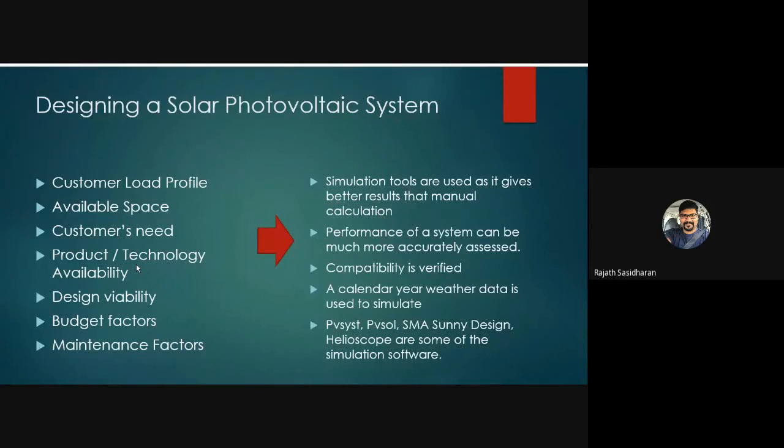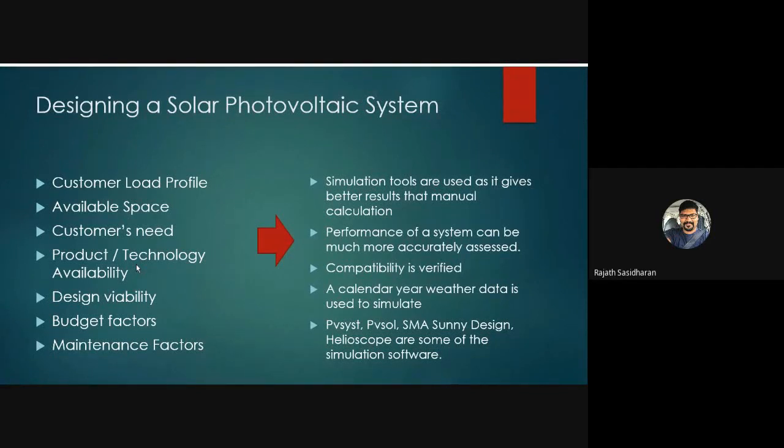First of all, we need to understand the customer load profile. How much energy are we talking about? We do not talk in terms of watts, because watts come later. First, we start with the energy. What is the energy demand, and how is that demand distributed? We'll come to that later. Then available space, because if it's ground, we need to see how much space is available. If it's a roof, then also we need to see how much space is available.